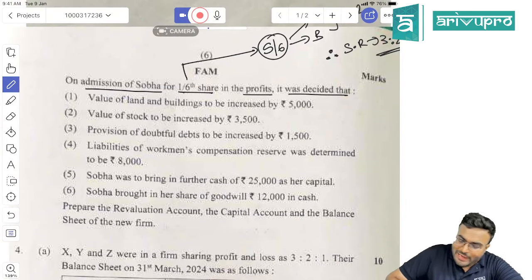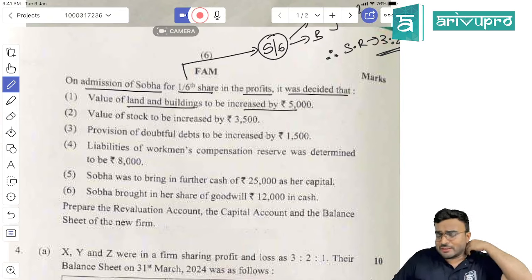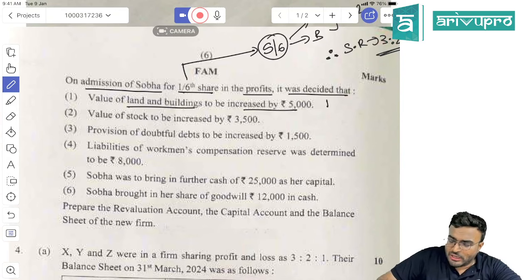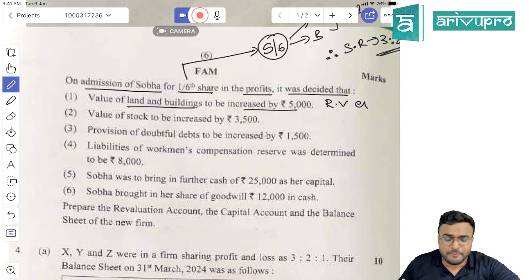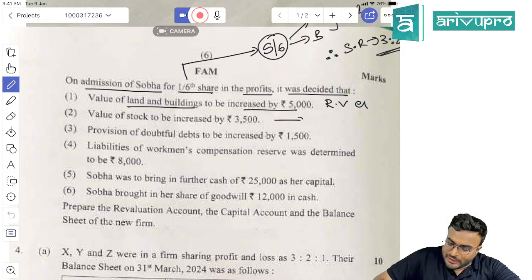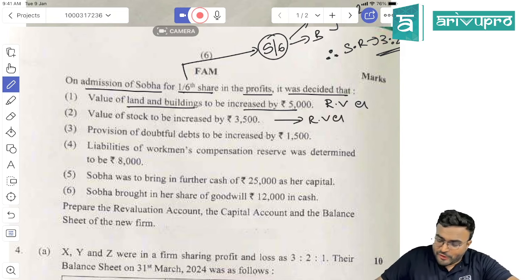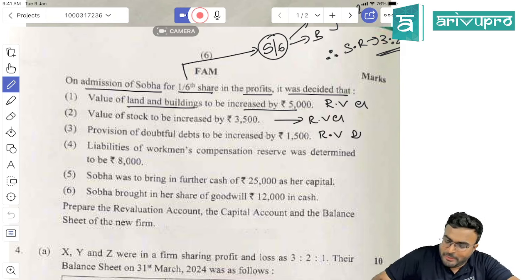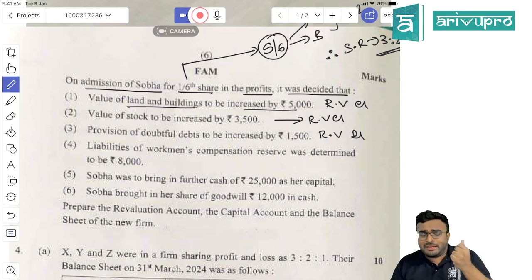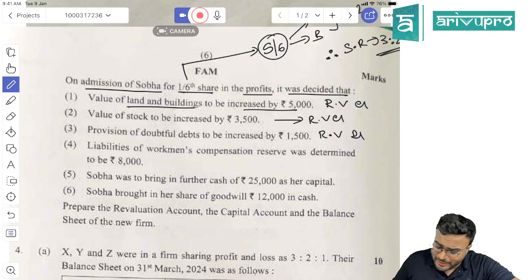What they have told: value of land and building to be increased by 5,000. Increased by 5,000, so revaluation account will be credited. Value of stock to be increased by 3,500. Revaluation account will be credited again. Provision for doubtful debts to be increased by 1,500. Again, provision will be a liability, so revaluation account will be debited.